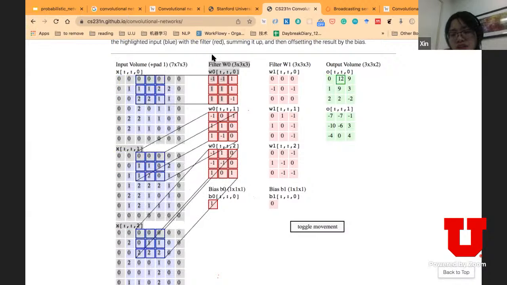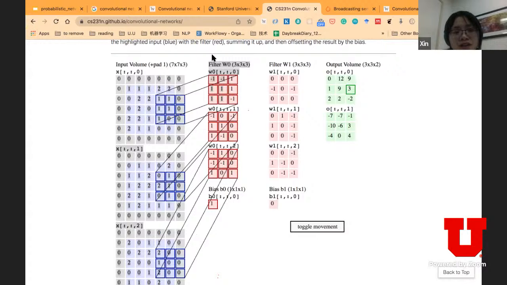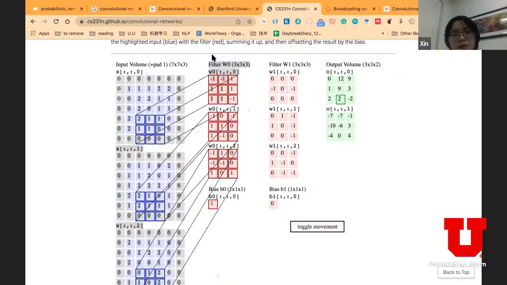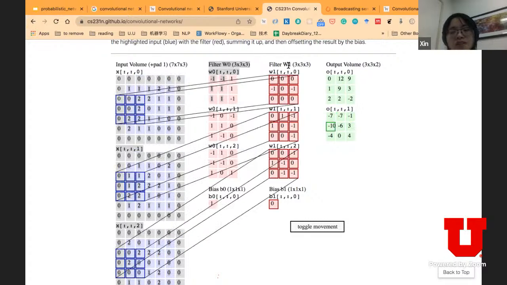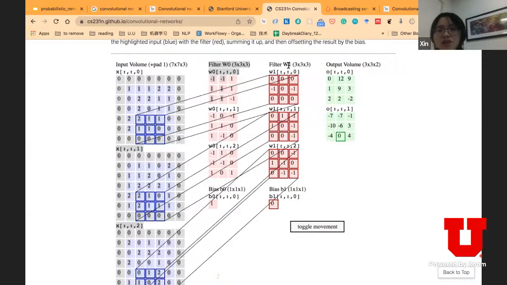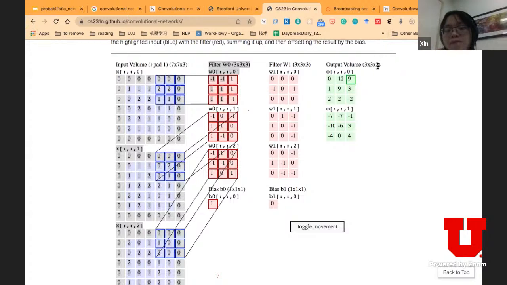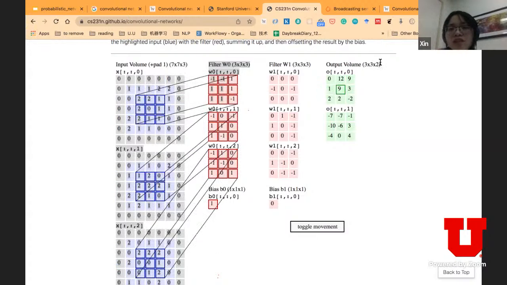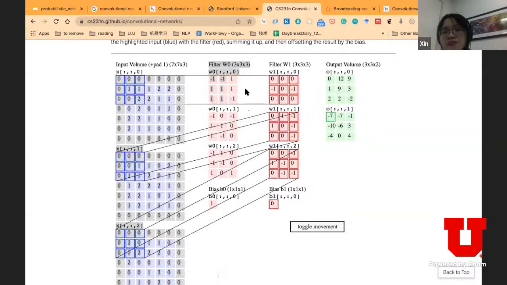So the shape of W1 would be 3 by 3 by 3, and also W2 is 3 by 3 by 3, and there are 2 output channels. So the output is 3 by 3 by 2. The 2 is the output channel. The output channel means that there are 2 filters.